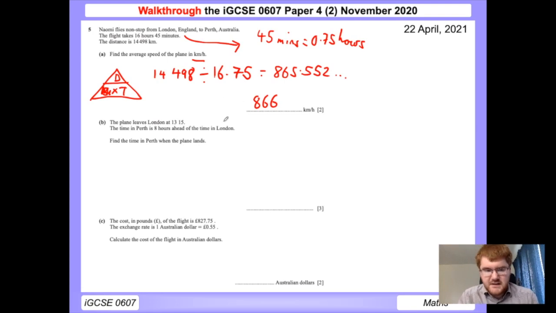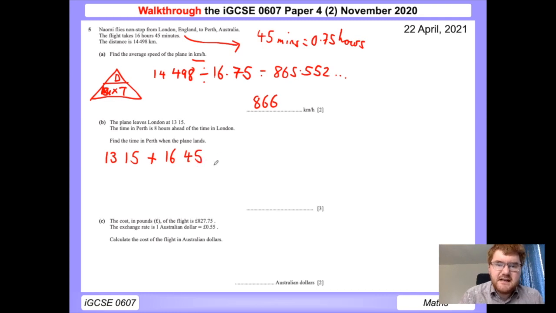Now, part B, I'm going to kind of do ugly. So the plane leaves London at 13:15. The time in Perth is 8 hours ahead of the time in London. Find the time in Perth when the plane lands. The way I tend to do this is I take my 13:15 and I add on the time that it takes. So it takes 16 hours and 45 minutes.